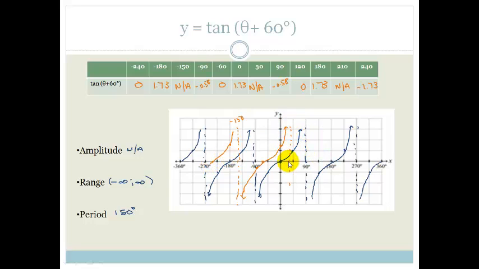So now this asymptote has shifted. And which way has it shifted? Do you see that it has been shifted to the left? This is now at 30 degrees, where it used to be at 90. So it's shifted over to the left by 60 degrees. Where this used to be at 0, it's now at minus 60. So it's shifted over to the left by 60 degrees.